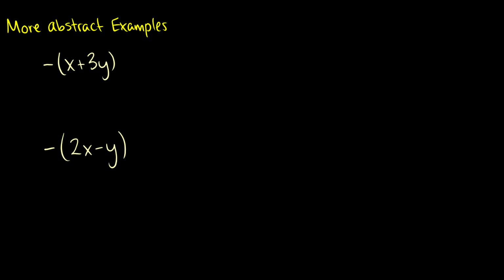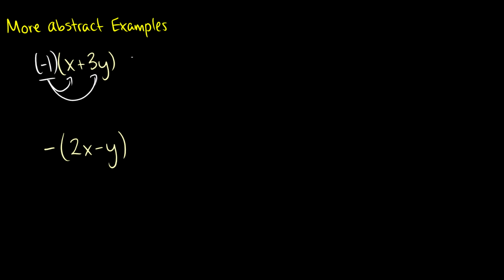So here's a little bit more of an abstract example. Here we have some variables, and it's good to work in variables because we get to see the meat of what exactly is going on here. So what's negative (x plus 3y)? Okay, well, we're going to think of this negative as a negative 1, and then we're just going to use our distributive property here.